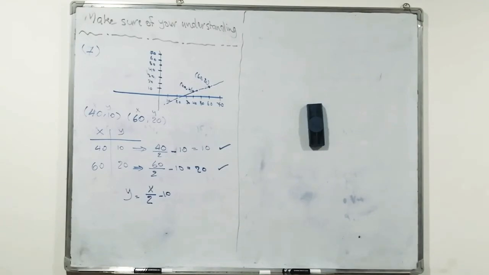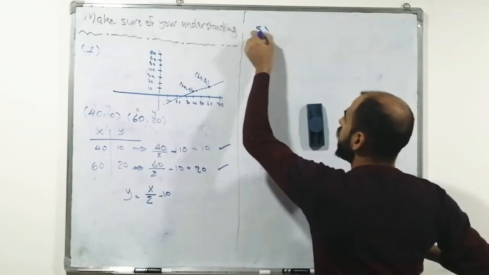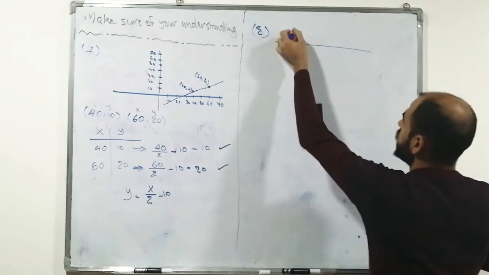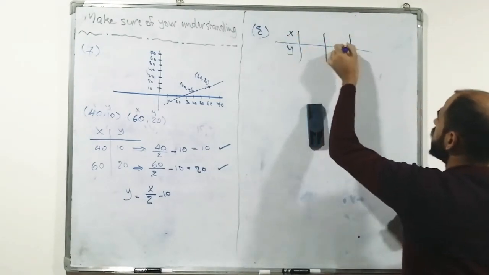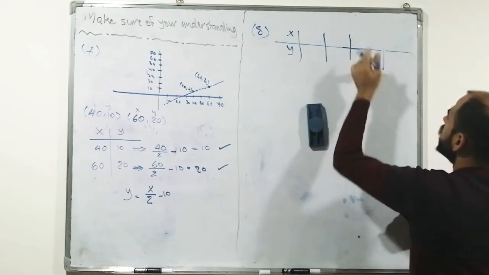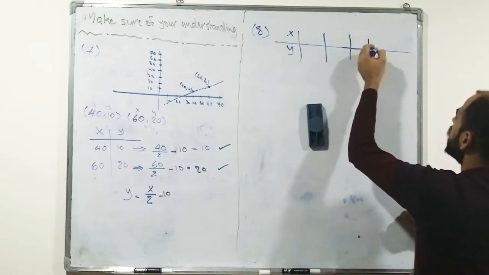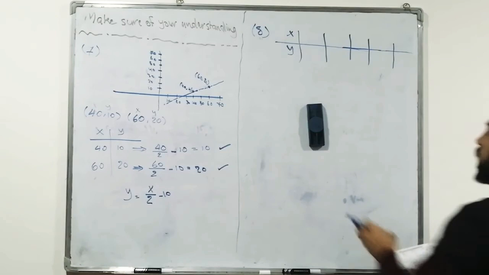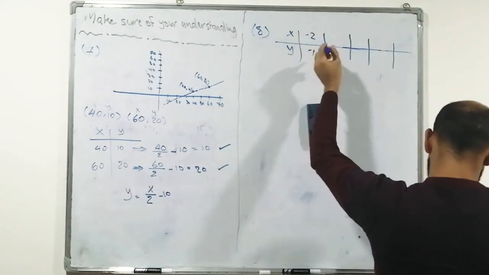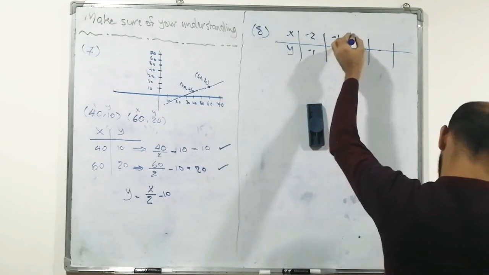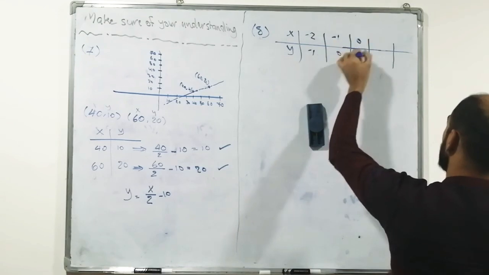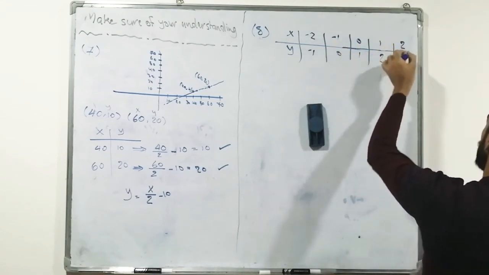Question number 8. We have another kind of question. Represent the function table in the coordinate plane. He gave us in the question a coordinate plane of x and y. We know how to represent the coordinate plane. Now, the function table: minus 2, minus 1, and minus 1, 0, 0, 1, 1, 2, and 2 with 3.